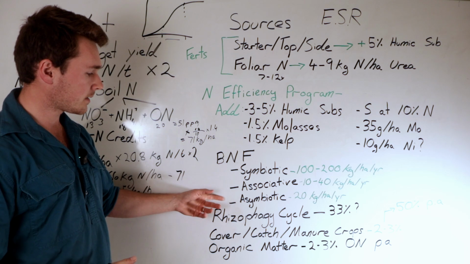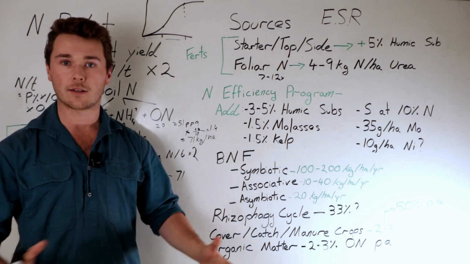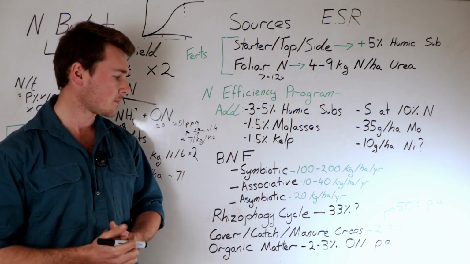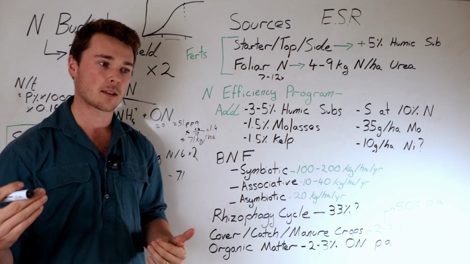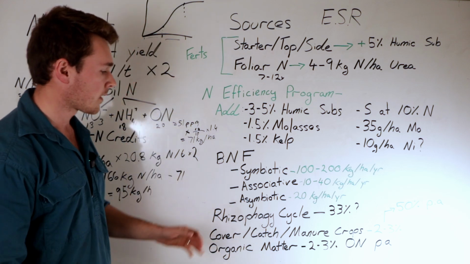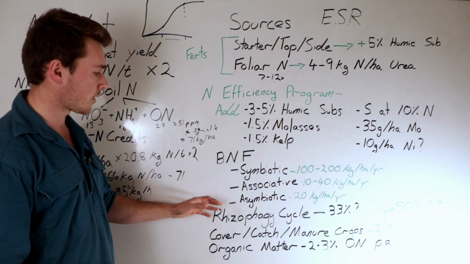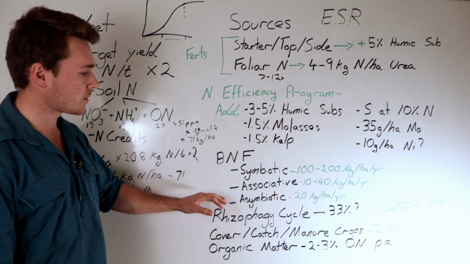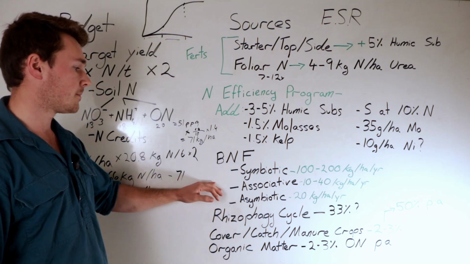Now, next is asymbiotic. These are things that don't even associate with the plant itself. So it doesn't quite consume or rely on the plant to supply carbon inputs, so root exudates. These things just chill out in the soil environment, doing their thing. So these are things like Rhizotobacter. They just hang out. They can produce around 20 kilos of nitrogen as well, a hectare per year. So pretty good.